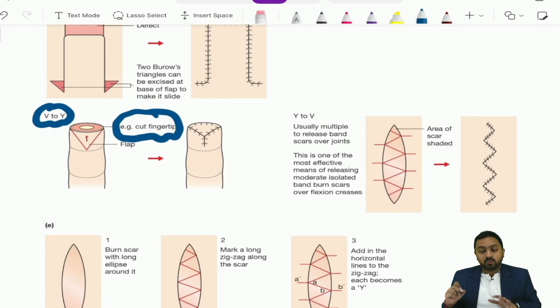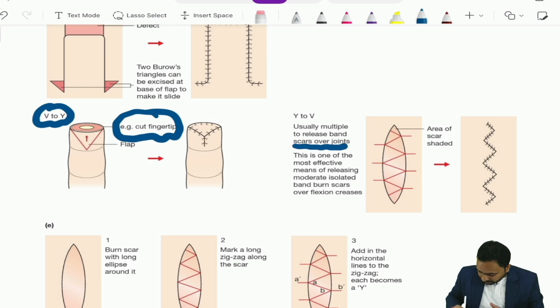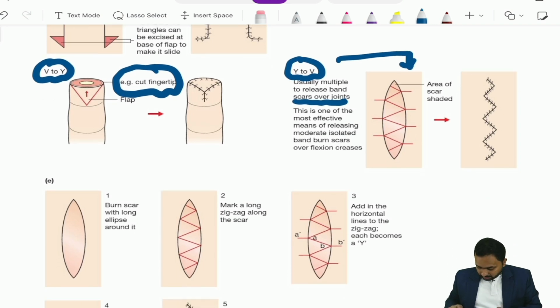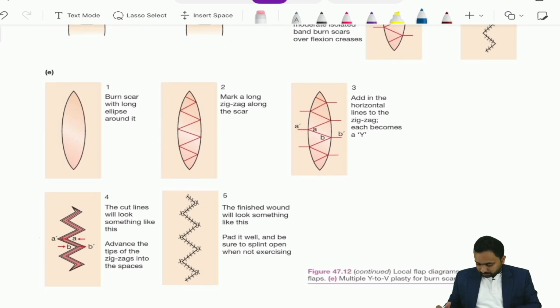And then we have the Y to V, where multiple such flaps are done to release band scars over joints, and this is one of the most effective means of releasing isolated band burn scars over your flexion creases. So Y to V is used for releasing scar sites, whereas V to Y advancement is used for a cut fingertip. These are a few other examples of multiple V to Y plasty for scars.